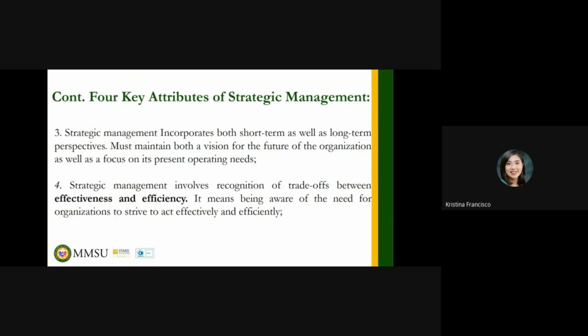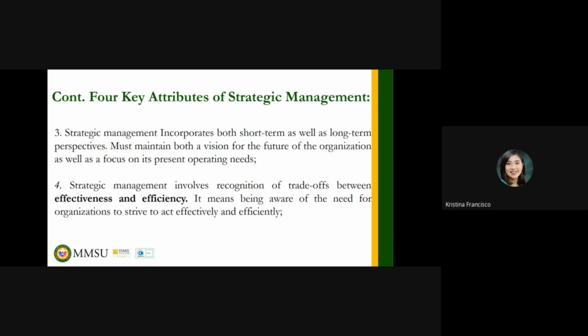Next, we have strategic management incorporates both short-term as well as long-term perspective. It must maintain both a vision for the future of the organization as well as a focus on its present operating needs. So, all this sentence is saying is that we need to look into the balance between the short-term and the long-term perspective.